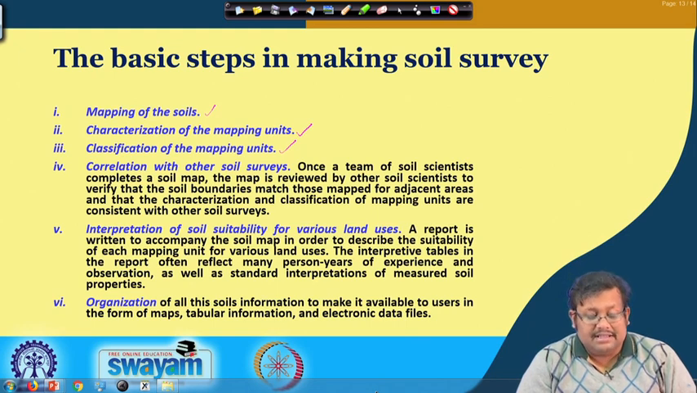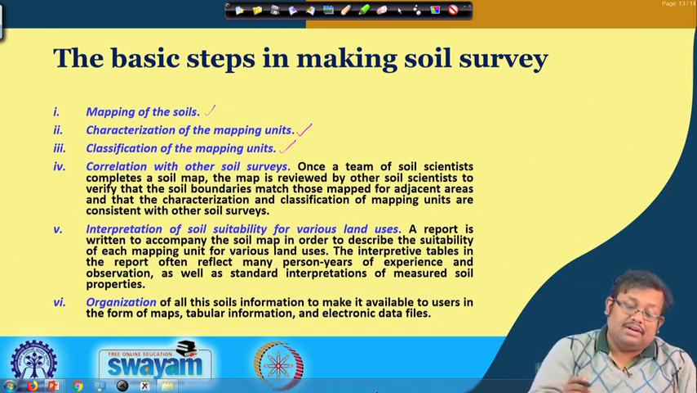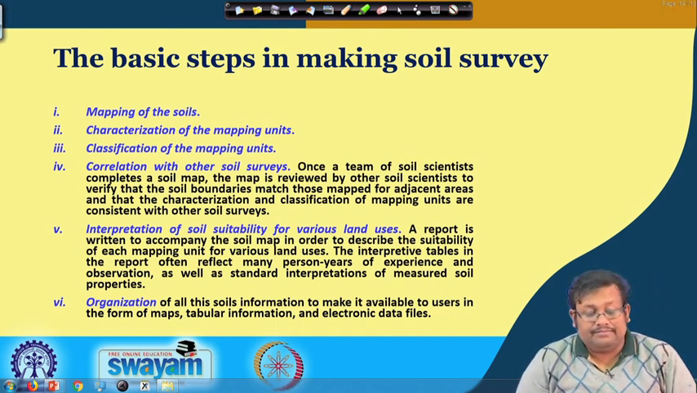Obviously, most of these things have already been done in advanced countries like the US, and the work is in progress in India. So, again, these six steps: first of all, mapping of the soil; second, characterization of the mapping units; third, classification of the mapping units; fourth, correlation with other soil surveys, a kind of validation; fifth, interpretation of soil suitability for various land uses; and sixth, organization of all this soil information. So, these are the basic steps of making the soil survey.